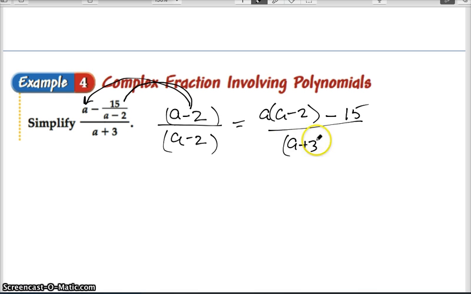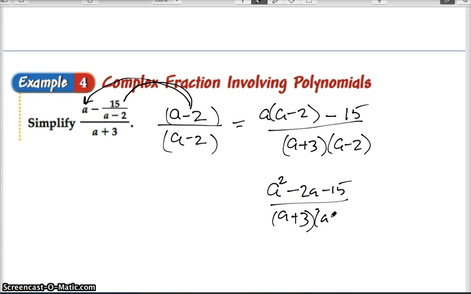Then I have a plus 3 times a minus 2 here. And so I can't cancel these out, which is totally tempting, because I can't cancel out that which is not strictly being multiplied by everything in the numerator. But I can multiply through and see if something good happens. Maybe I'll get to factor. So when I multiply through with the numerator, I get a squared minus 2a minus 15. Still going to leave this factored because maybe I can factor the numerator and something good will happen, meaning I'll get to cancel something out.